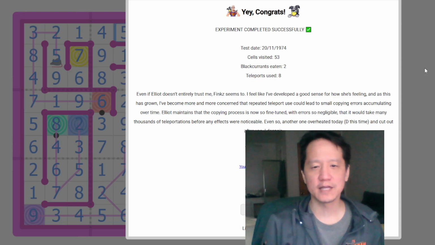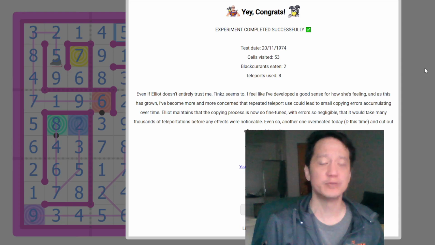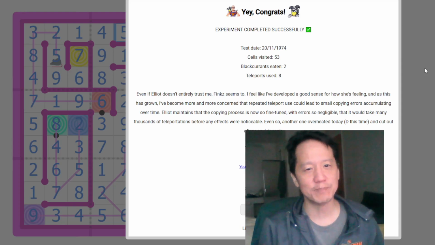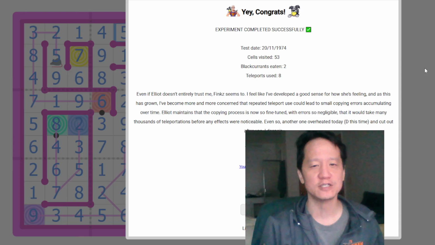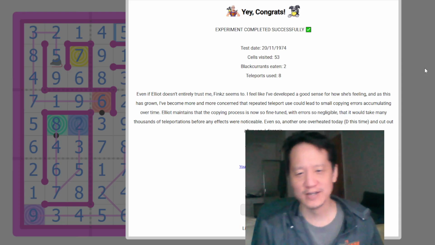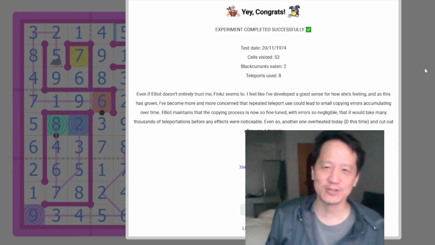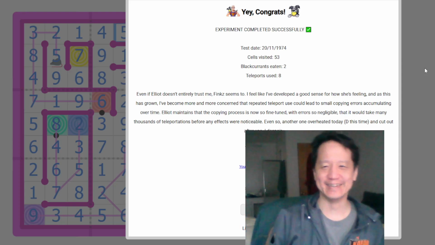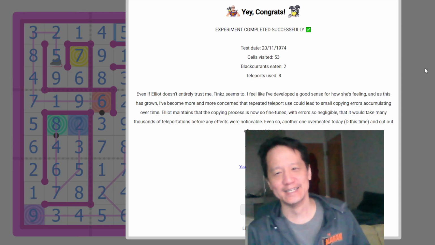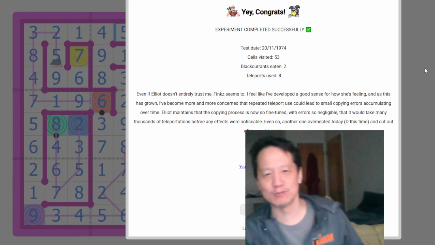Elliot maintains that the copying process is now so fine-tuned, with errors so negligible, but there will be errors, that it would take many thousands of teleportations before any effects were noticeable. Even so, another one overheated today. D this time, and cut out after use. I despair. Oh no. I don't know what D is. Is D another rat? Oh no, that's not good. Or is D a teleportation? Oh, it must be, yeah, actually it must be a teleportation device.